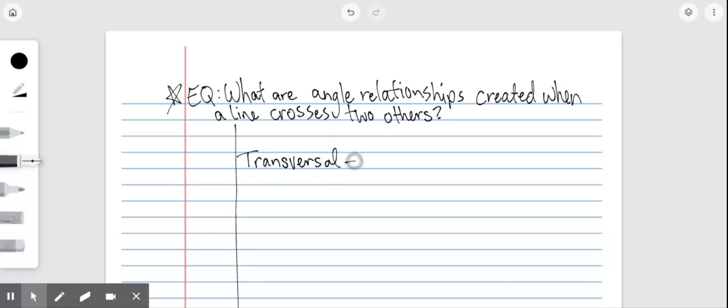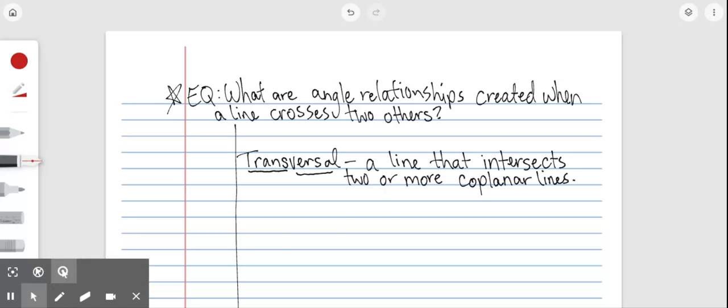Okay, transversal can be split into two different parts. Trans means across, and versal is kind of like lines. So transversal is a line that intersects two or more coplanar lines.